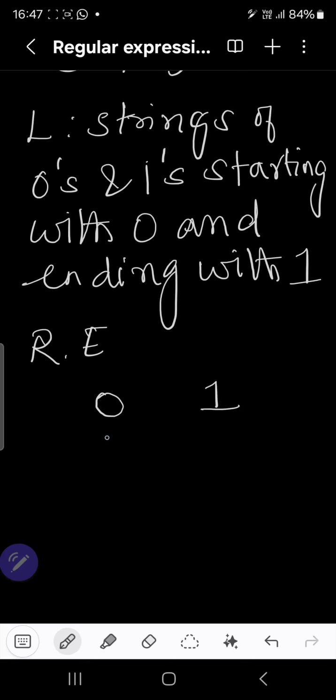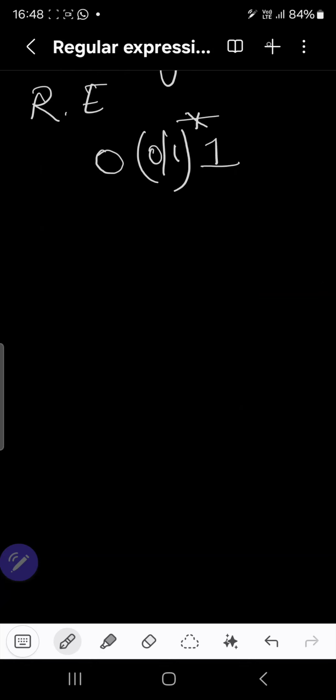So the first character is 0, starting with 0. The last character is 1 because it's ending with 1. That we know. But in between, it's not said whether it should be 0 or 1, and how many characters are between this 0 and 1 we also don't know. So it can be 0 or more times 0 or 1. So we write that 0 or 1, 0 or more number of times. So 0 followed by 0 or 1 the whole star followed by 1. So this is the regular expression that matches the strings of this language.